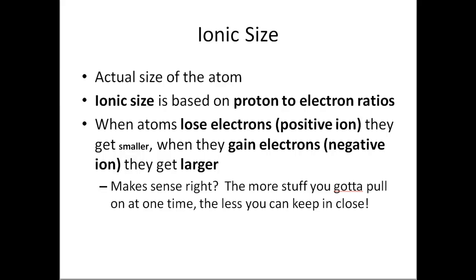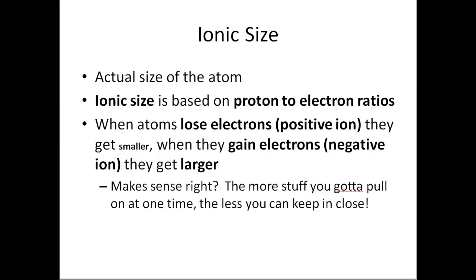So the ionic size is based on the proton to electron ratio. In other words, if I have 2 protons and 1 electron, that would be a 2-to-1 ratio. So when atoms lose electrons, in other words, they become positive, they get smaller. And when they gain electrons, they get larger. Well, let's make sure that makes sense.